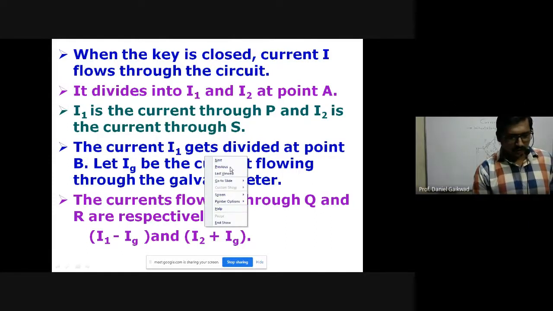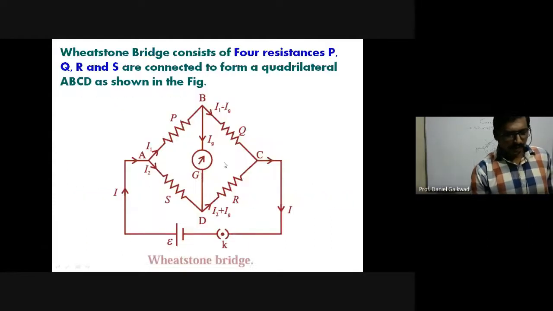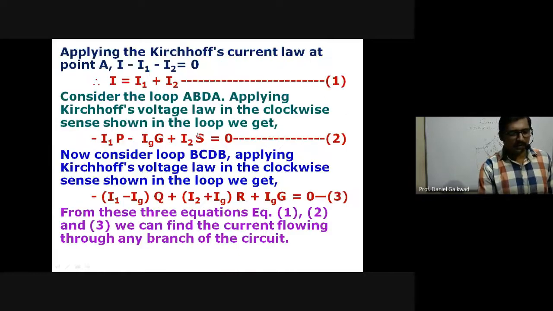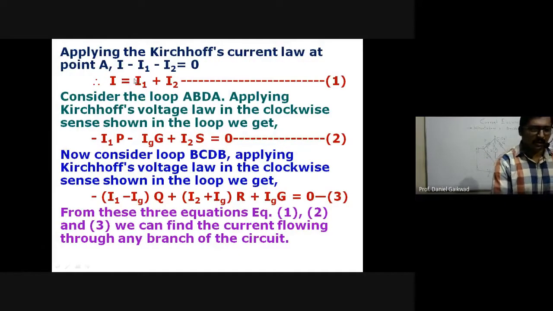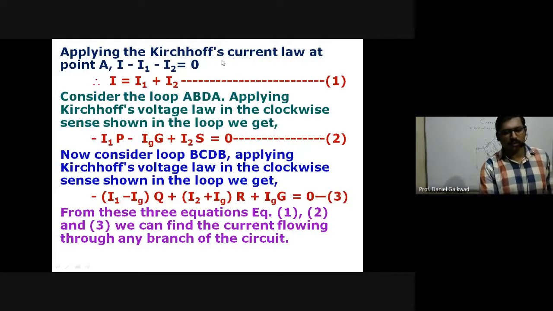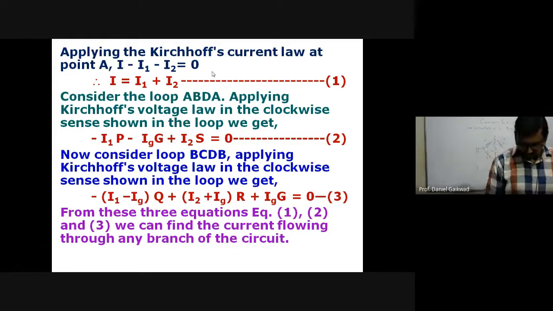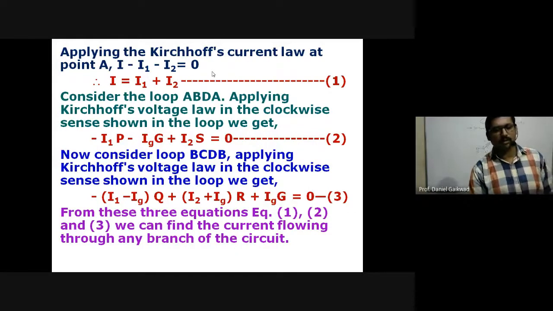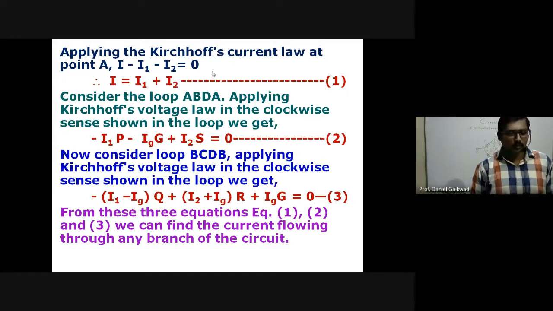Now check the diagram. So this is a circuit of Wheatstone Bridge. Now we begin with the important part of the circuit: apply Kirchhoff's current law at point A. In the last lecture we already explained the current law: the summation of all the currents at a junction point is equal to 0.